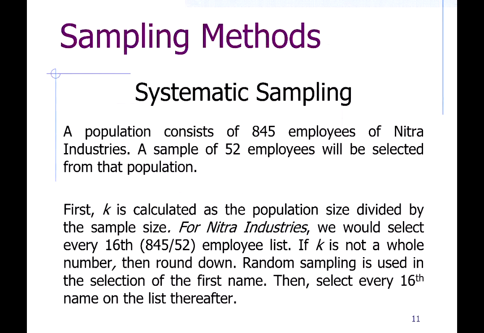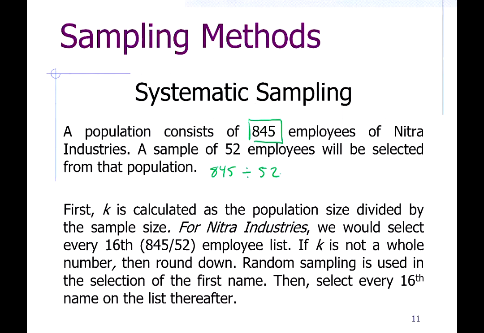And so if we're going back to the last example, for these 845 employees, instead of putting names in a box, we would use systematic sampling. Well, we would have to determine where we would start and how often we select an item off our list. So if we want 52 out of the 845, we have to divide: how many 52s are there in 845? So 845 divided by 52.